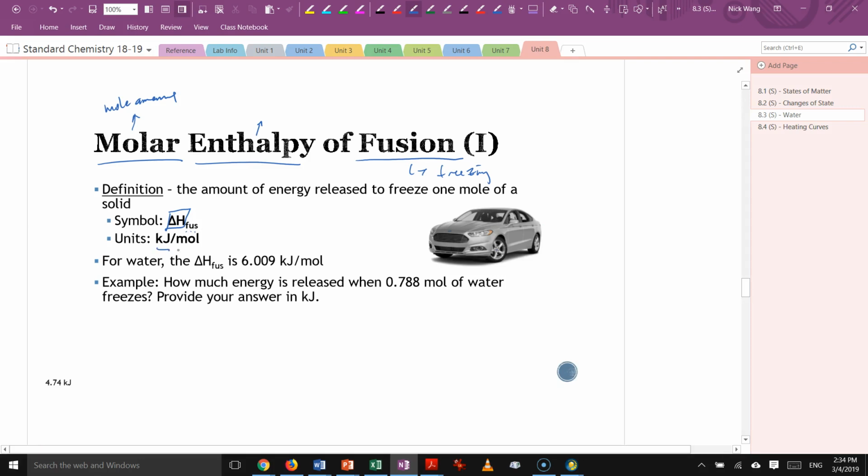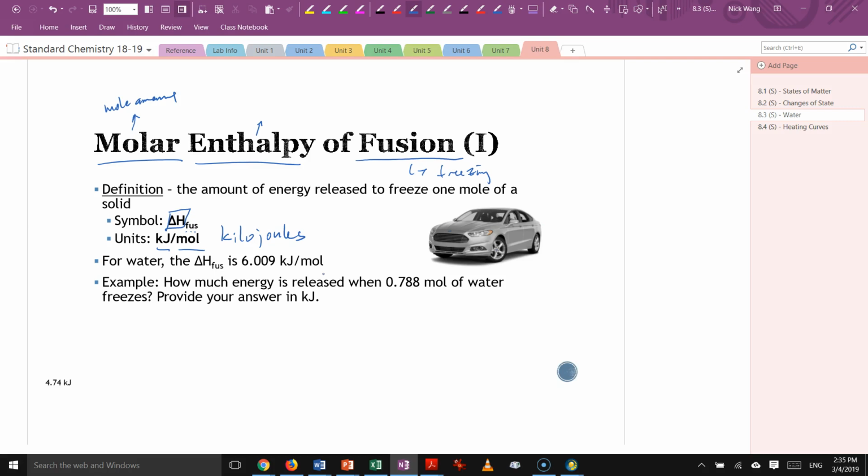The units here are in kilojoules per mole, kJ. K for the kilo, K-I-L-O, and then joules, you probably remember that from a long time ago when we discussed energy, but that's kilojoules as in 1,000 joules per 1 mole. So we can say that per mole of substance, there's going to be some amount of kilojoules of energy that is either released or absorbed. For water, the delta H of fusion is 6.009 kilojoules per mole. Now, what this basically tells us is that if we're given any amount of water, we can figure out how much energy is absorbed or released.